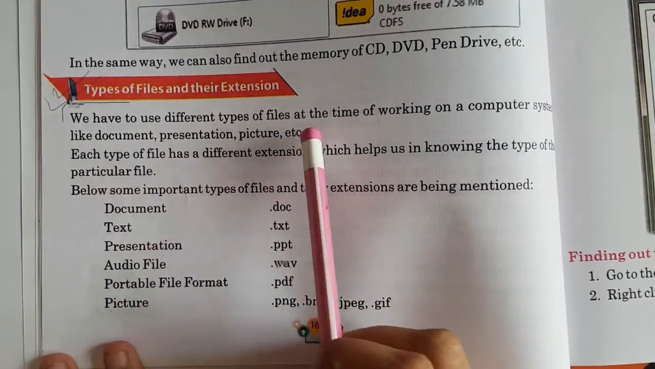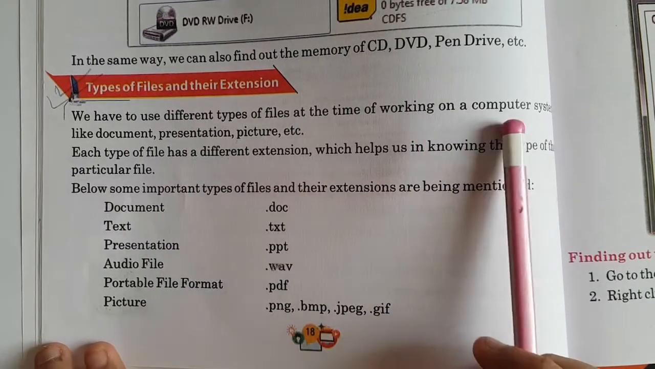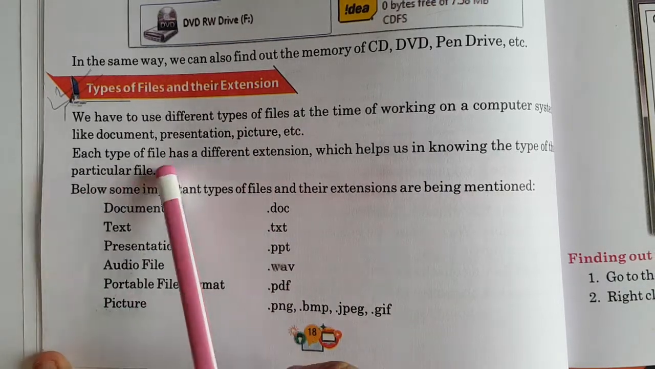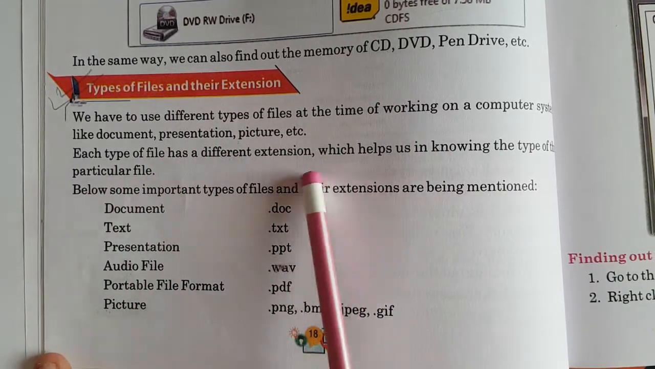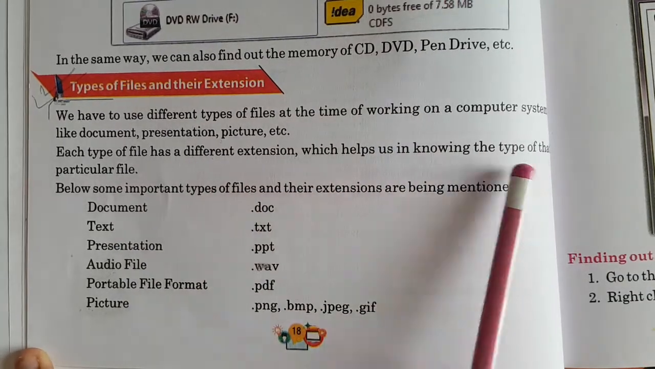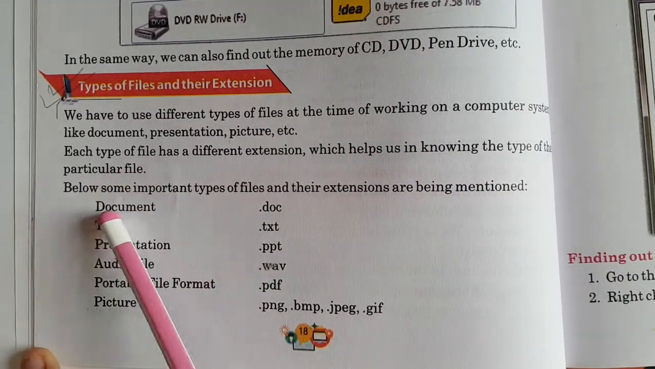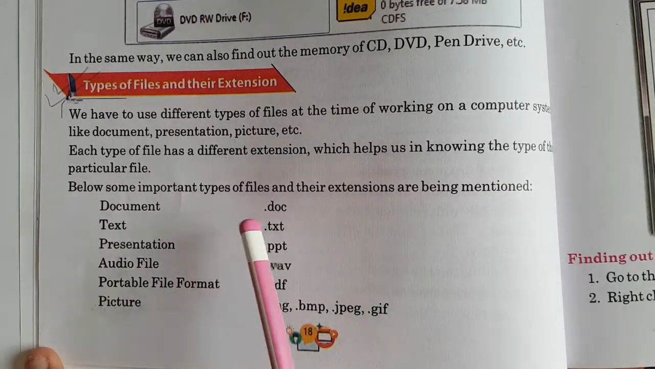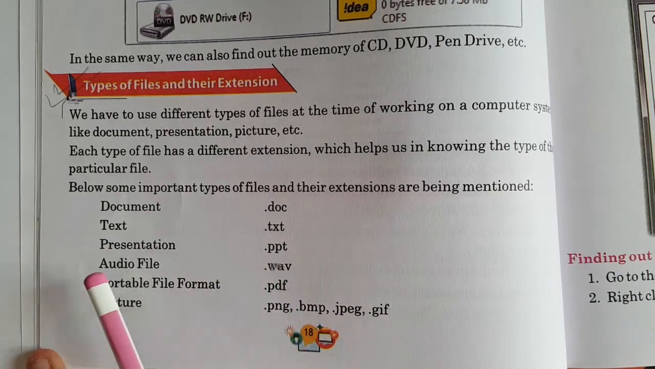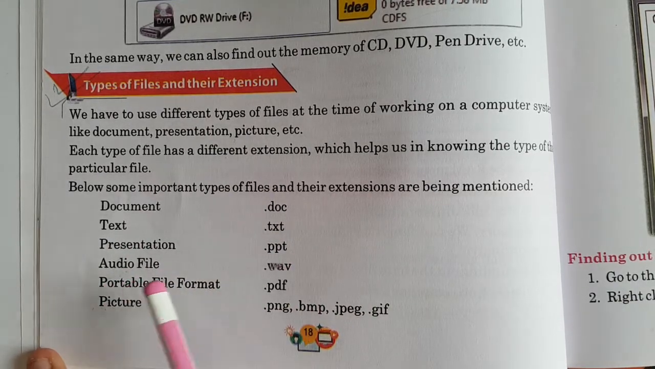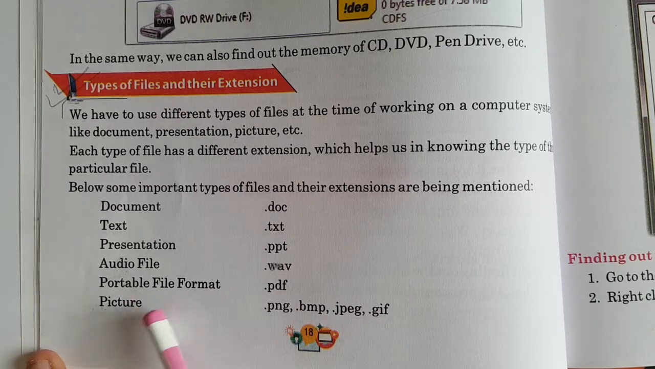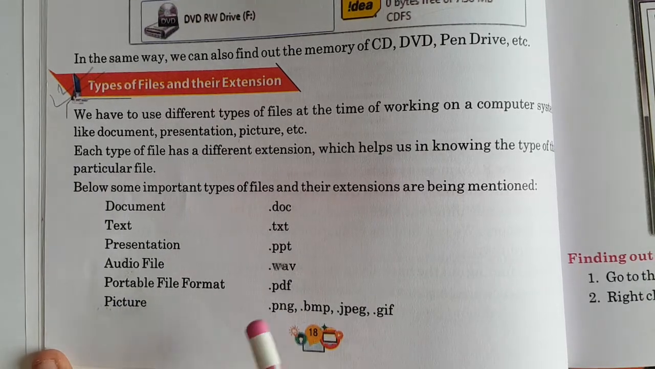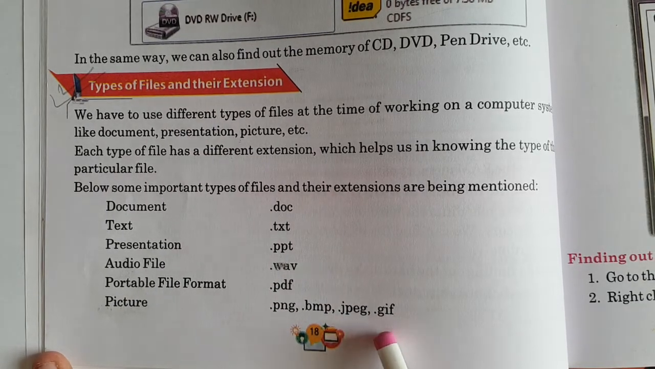We have to use different types of files at the time of working on a computer system, like document, presentation, picture, etc. Each type of file has a different extension, which helps us in knowing the type of that particular file. Below, some important types of files and their extensions are being mentioned: document .doc, text .txt, presentation .ppt, audio file .wav, portable document format .pdf, and picture .png, .bmp, .jpeg, .gif.